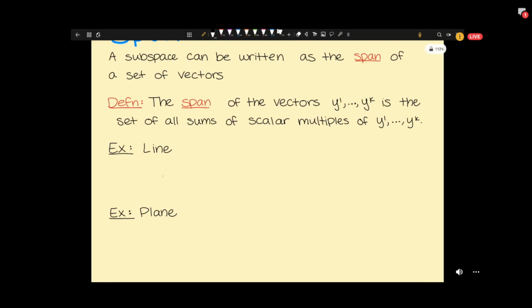For a line, we'll just start with one vector. Call this x. And the span of x is going to be all of the scalar multiples of x. So we can make x bigger, we can make x really big, we can make it smaller, we can make it go in the other direction. And so the span of x is this line. It'd be great if it went through. Let's see, there we go. So we would write this as the span of x.